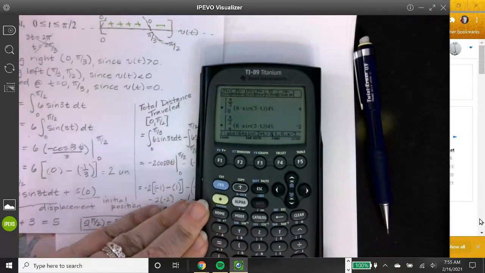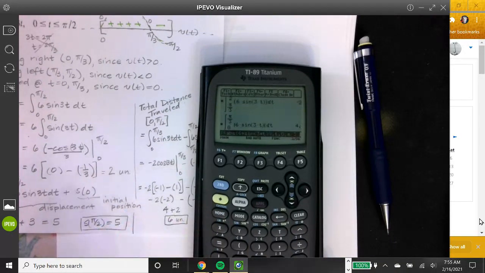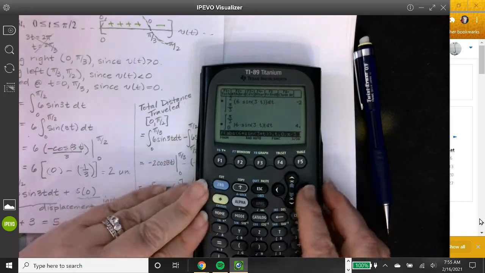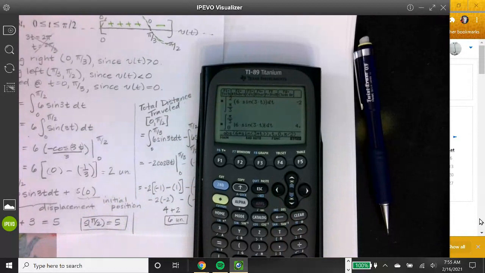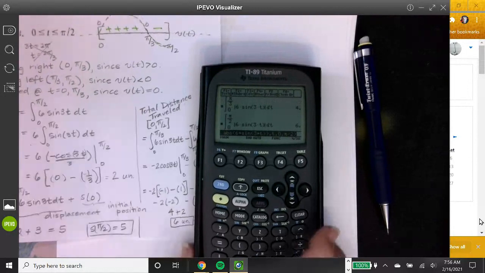And I close the absolute value. And if I do that, I will get a whopping. Oh, it helps if I change that to pi over 2. Wouldn't it help if I changed it to pi over 2? Yeah, because 4 is only to pi over 3. There we go. We get 6. All right.